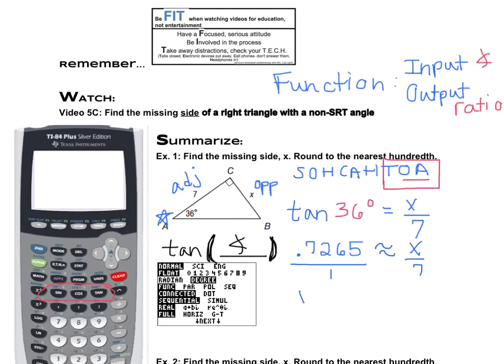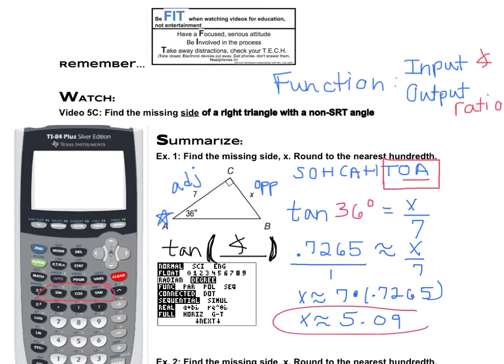So keeping my squiggle equals, x is going to be approximately equal to, we're just going to do 1 times x is x, and then the other cross multiplied diagonal there is going to be whatever 7 times that decimal, 0.7265, is. And that product, if I use my calculator, is going to be approximately 5.09. So that's the answer to my first example.